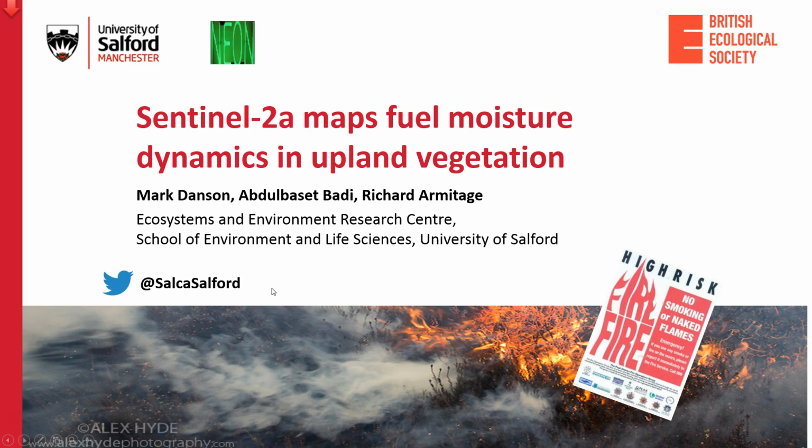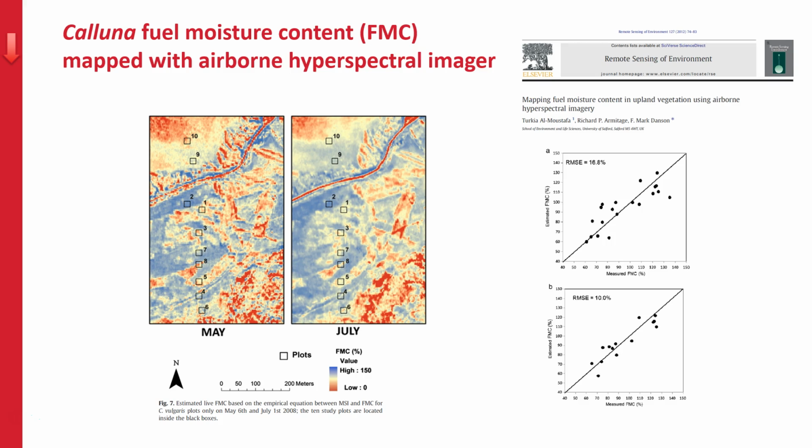the requirement for fuel moisture information in upland areas relating to the prediction of fire risk. And the initial slide shows previous work that we've done at Salford University looking at mapping variation in fuel moisture content, which is a measure of the amount of water in vegetation canopies in relation to total biomass.